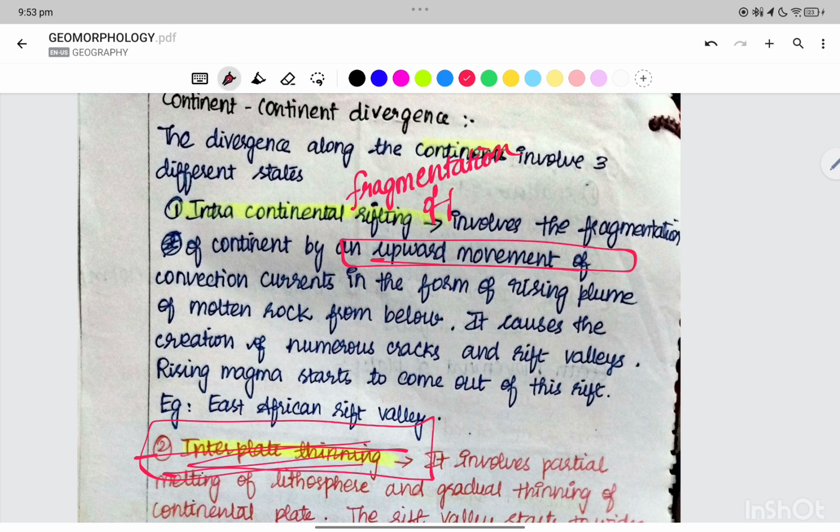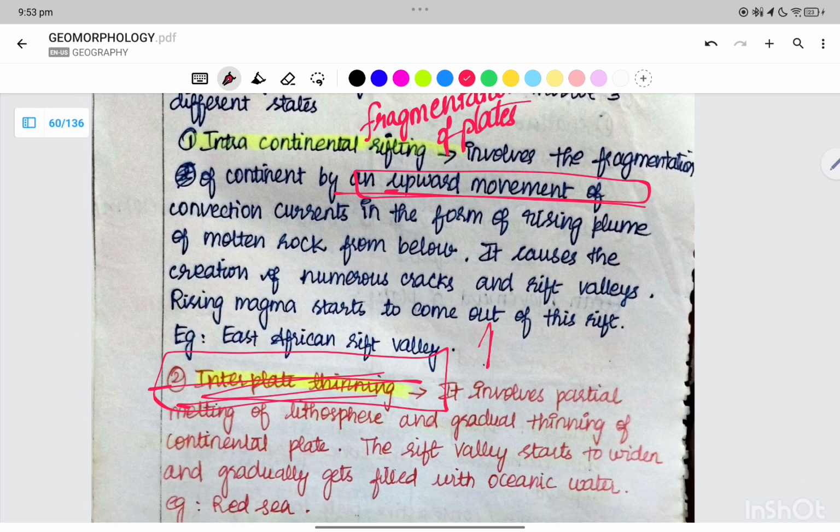There is a fragmentation of the plates. The plates are being fragmented because of the upward movement of the convection currents, right?